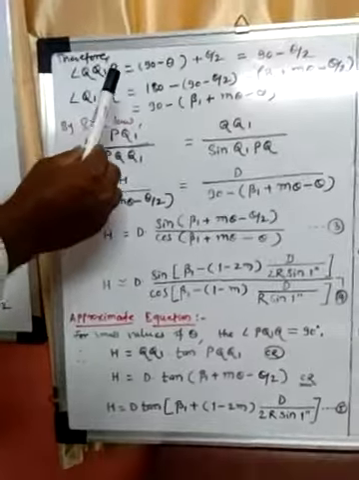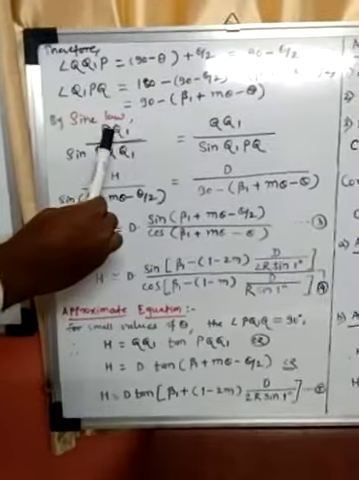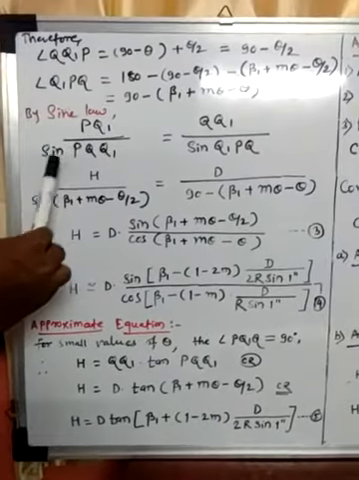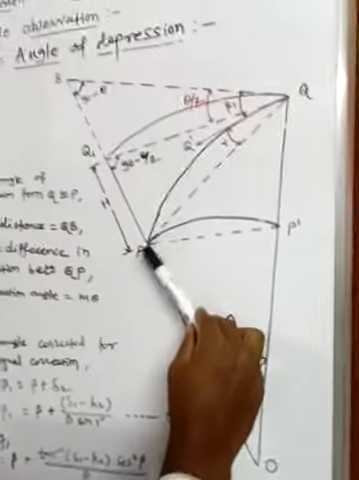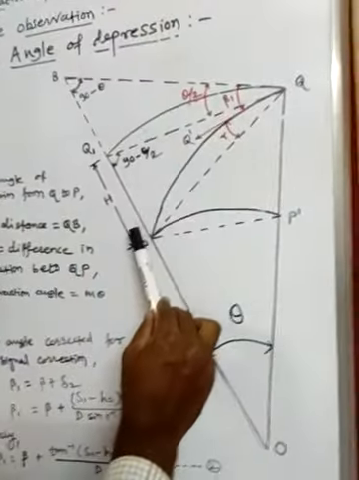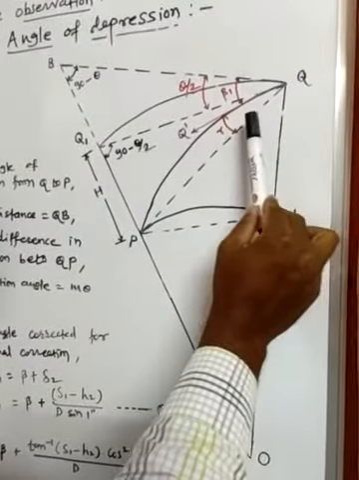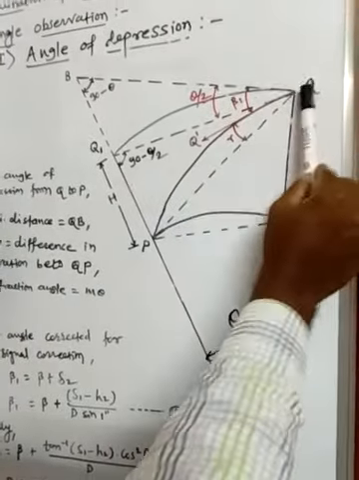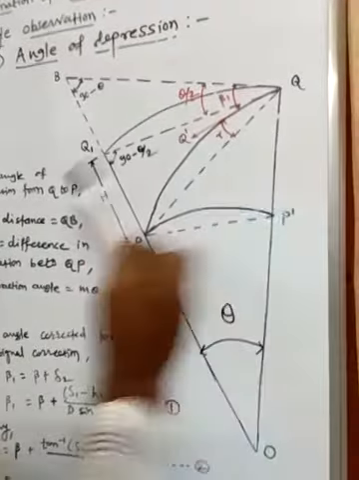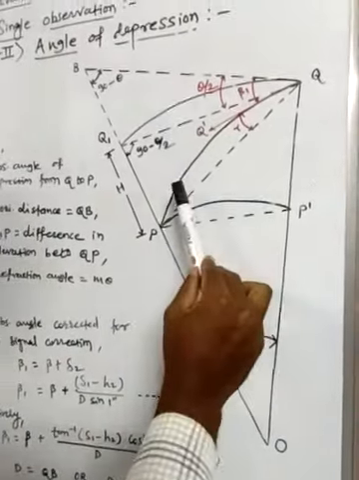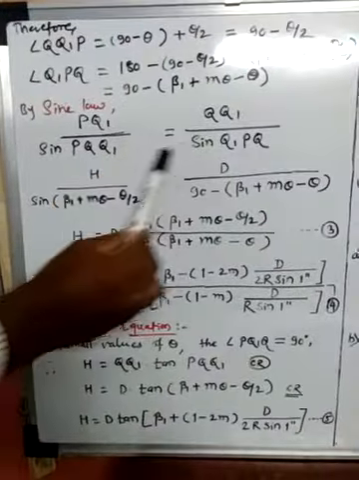So put all these angles in the sine law. PQ1 divided by sine of the particular angle PQQ1. Here PQ1, which is H, divided by sine of this angle PQQ1, is equal to Q1 divided by sine of Q1PQ, this angle. So you have to put this in the equation by the sine law.